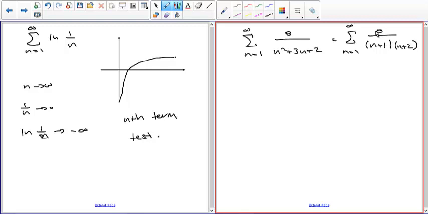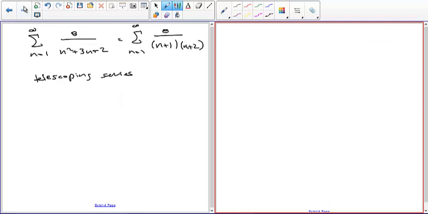So just write down telescoping series for right now. We'll come back and figure out what the value is. But for right now, we're just identifying the different kinds. Okay, what's the next one look like?